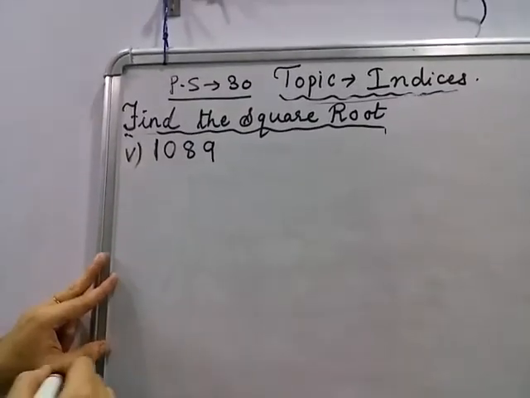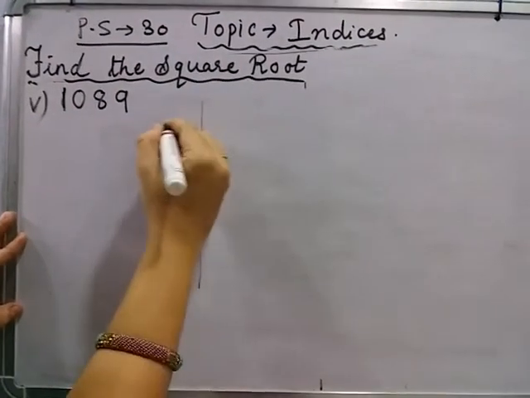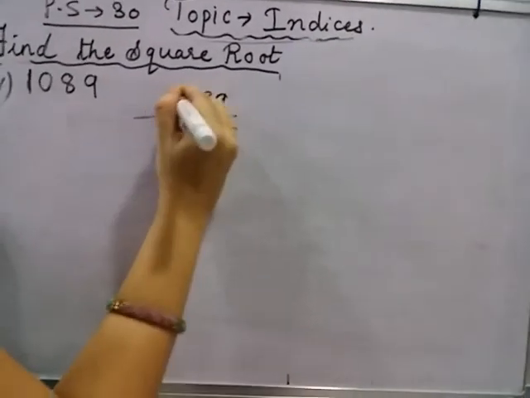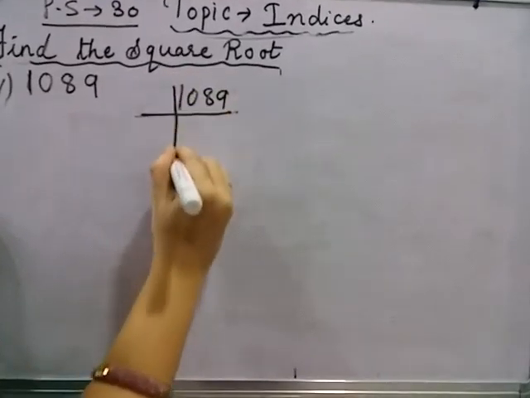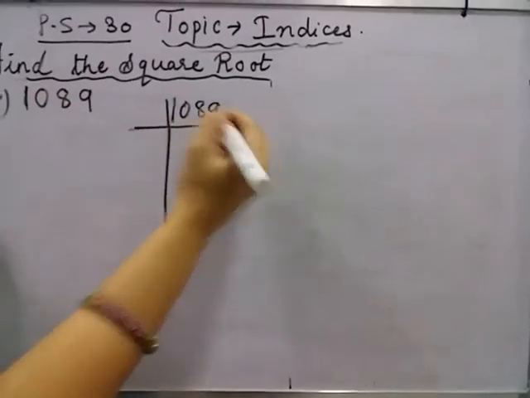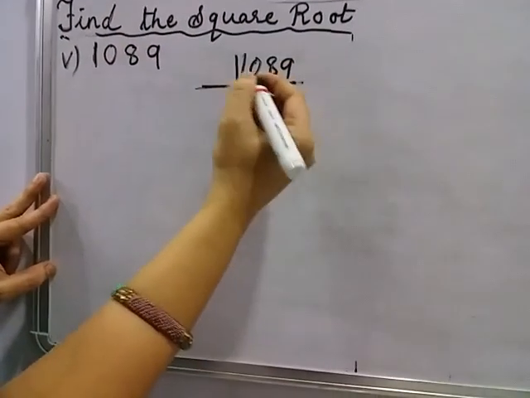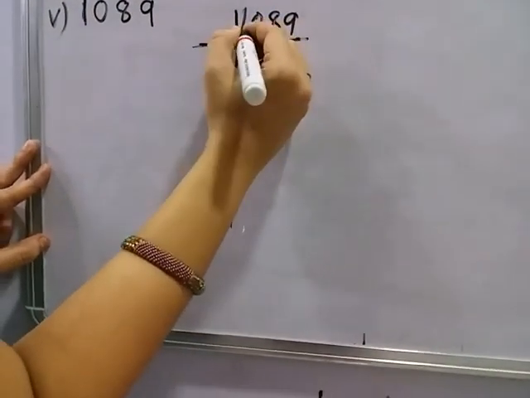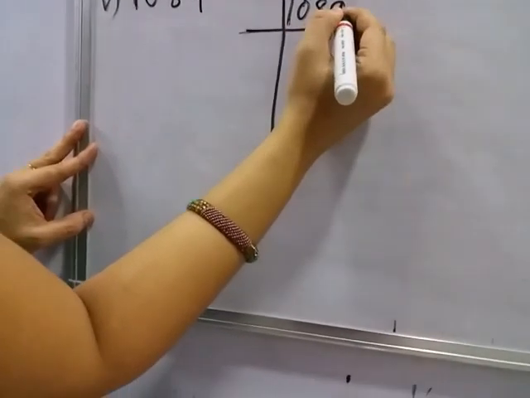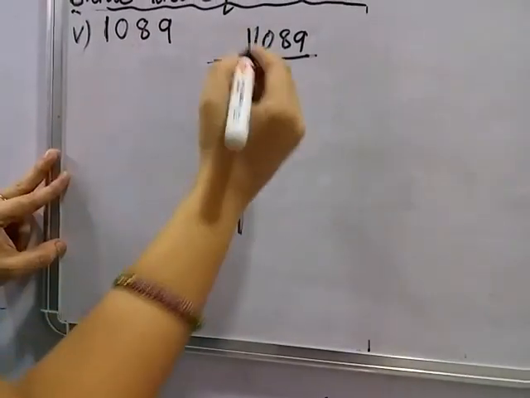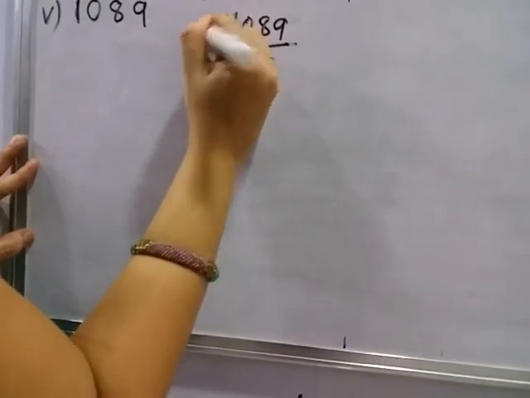Let's take the last question. Write down the vertical and the horizontal line. 1089. Now it is an odd number, so it is not divisible by 2. So we have to check with 3. So in order to find out 3, we have to add the digits. So 1 plus 8, 9. 9 plus 9, 18. 18 is there in the table of 3. So yes, this number is also divisible by 3. So it is divisible by 3.